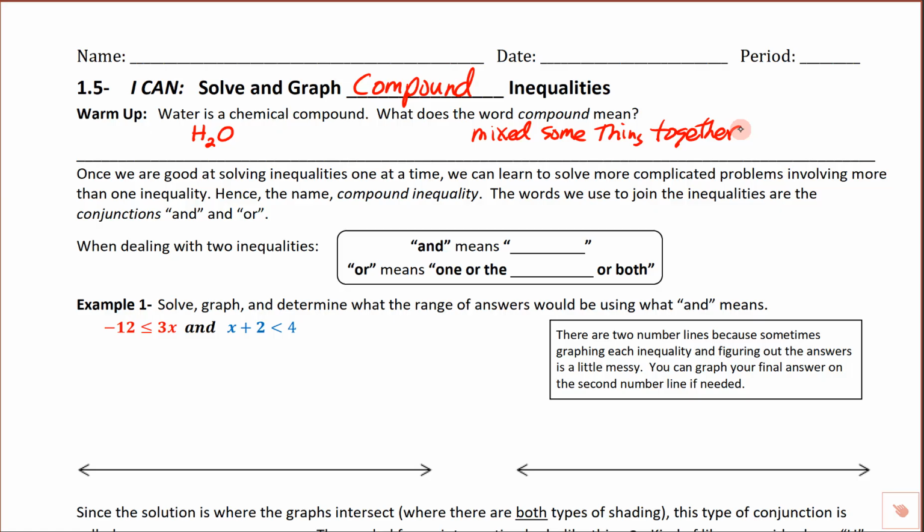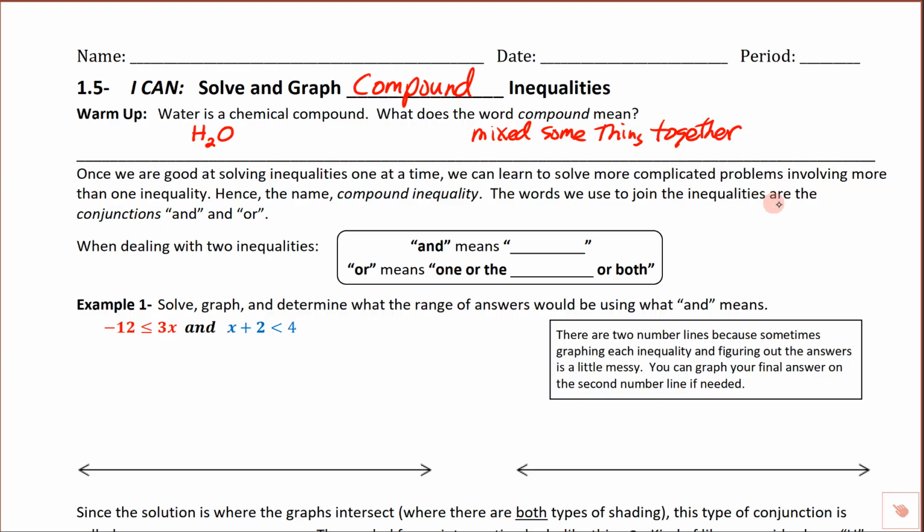Now we're really good at solving inequalities just one at a time. We know how to do that. We're really good at solving those, graphing those, and then writing the answers. But we're going to solve some things that are more complicated. They've got more than one inequality at a time, which is why we call them a compound inequality. We're going to mix several inequalities together, so we call them a compound inequality.